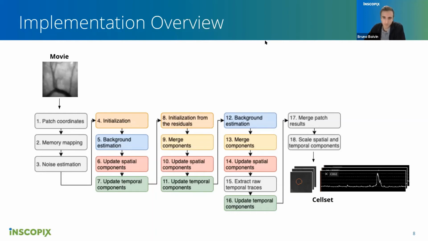This is what I was saying before. It initializes your neurons, it takes a best guess, and then it goes through a sequence of repeated modules, like estimating the background, refining the spatial footprints, and refining the temporal traces, so that you get better estimates of where the neurons are at the end.